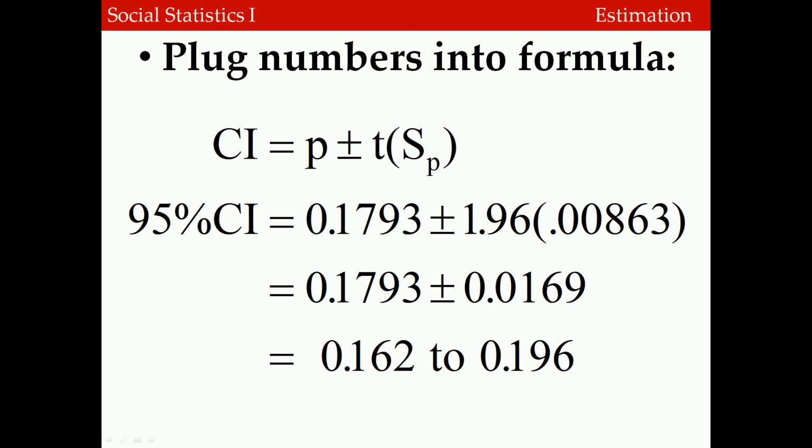Now we can plug the numbers into our formula. For calculating a 95% confidence interval, we take our sample proportion, p, which is 0.1793, and we add and subtract the t-value for a large sample, 1.96, multiplied by our estimated standard error of proportions, which is 0.00863. We multiply those two together to get 0.0169, and then we add and subtract that to our sample proportion, 0.1793, and we get a value that ranges from 0.162 to 0.196.